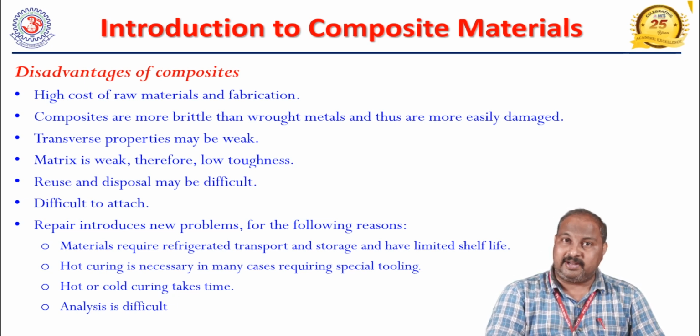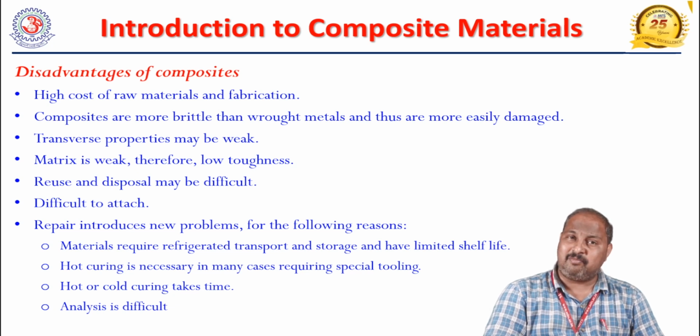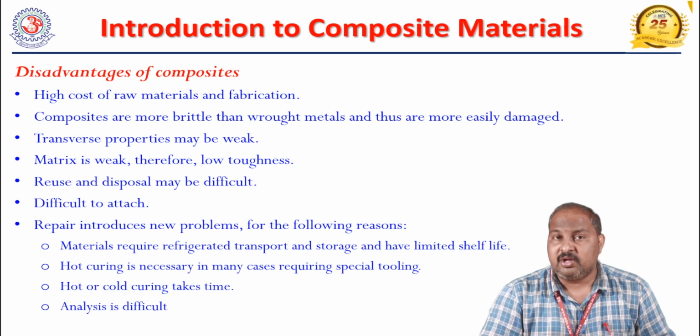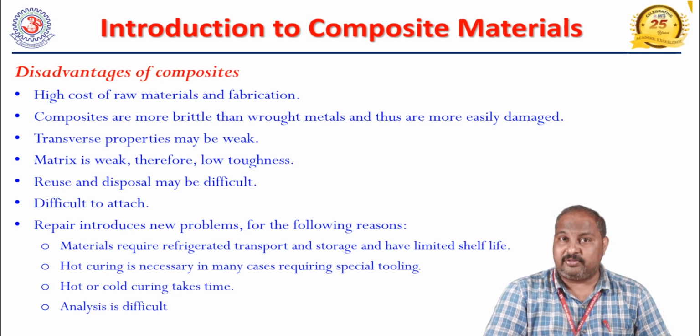Composites are more brittle than wrought alloys or wrought metals, and because of that they are more easily damaged. Regarding transverse properties, as I mentioned already, if I want to improve unidirectional properties, then we go with unidirectional fiber reinforced composites. But in that case, when I am concentrating on the longitudinal properties, the transverse properties may become weak, and if I apply the load in the transverse direction, the composites may fail easily. The matrix is weaker compared to the reinforcements, therefore it possesses low toughness.